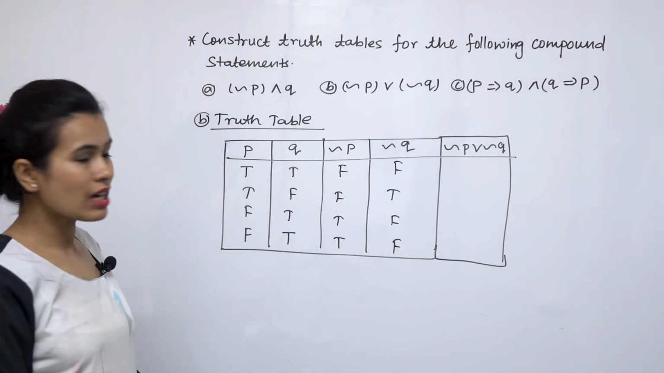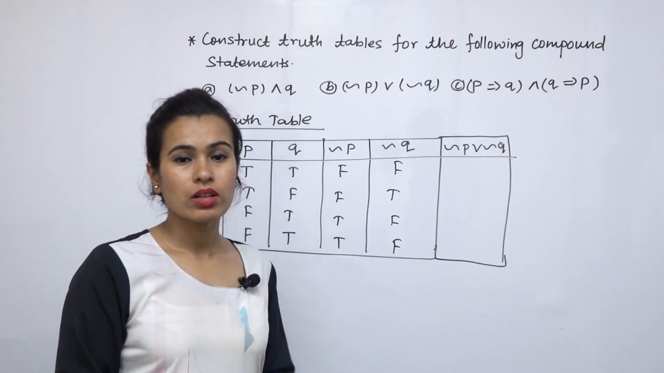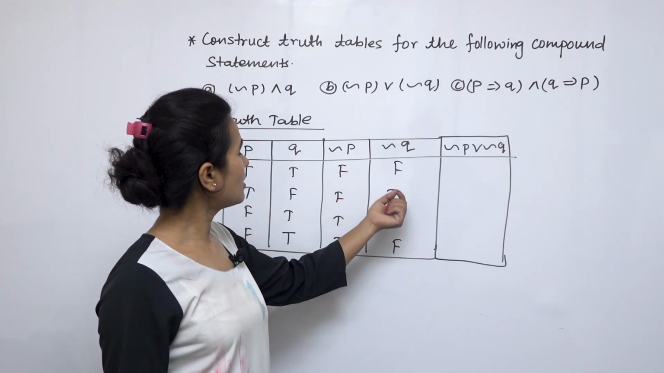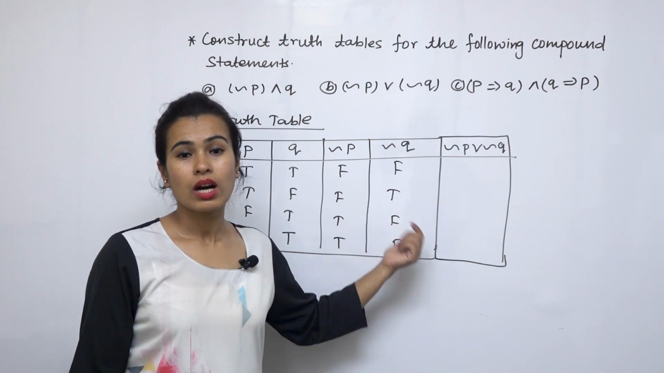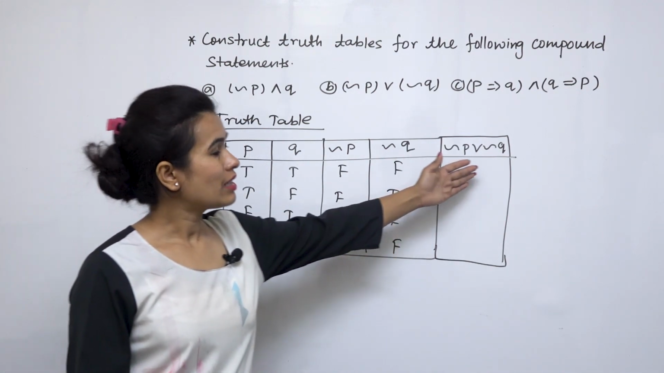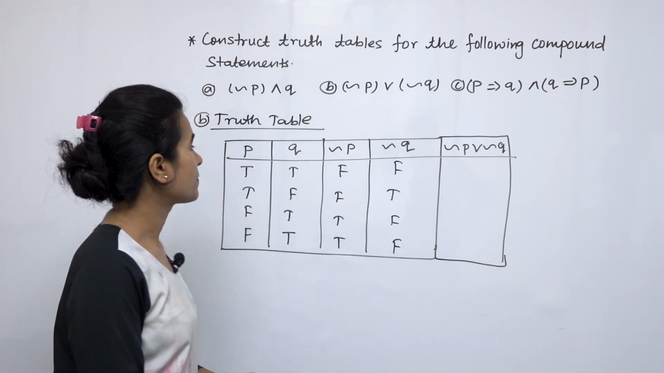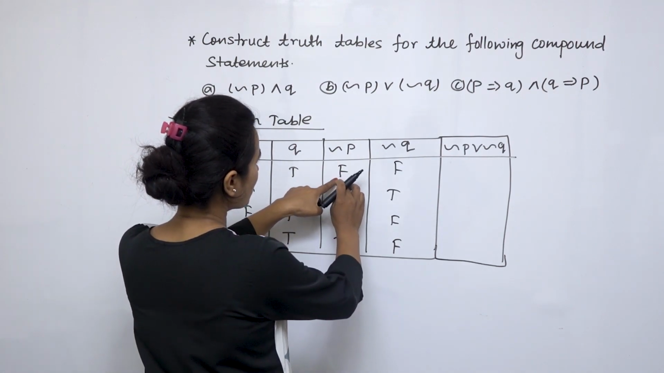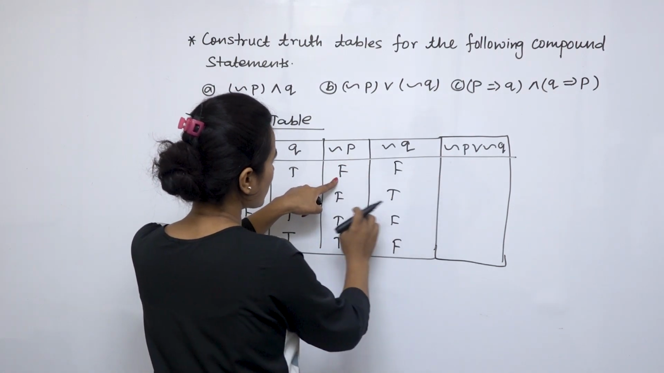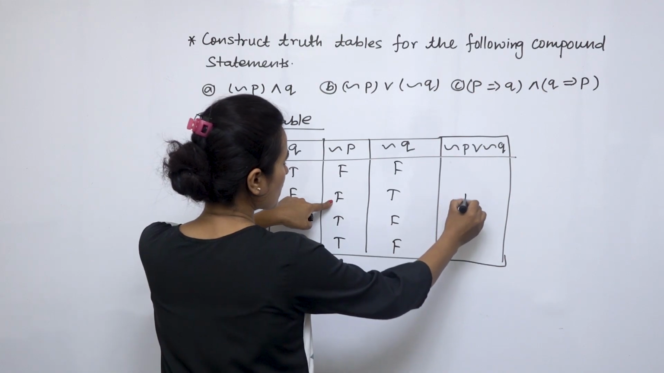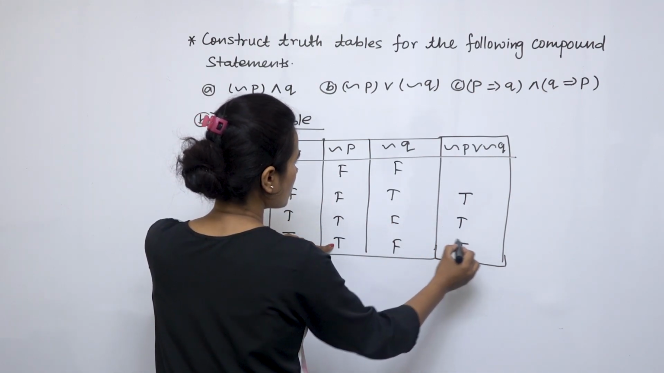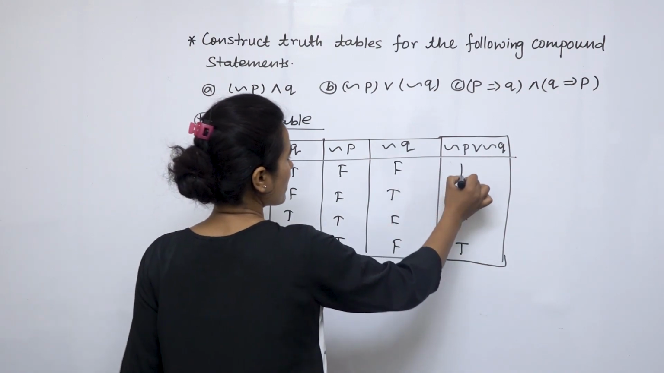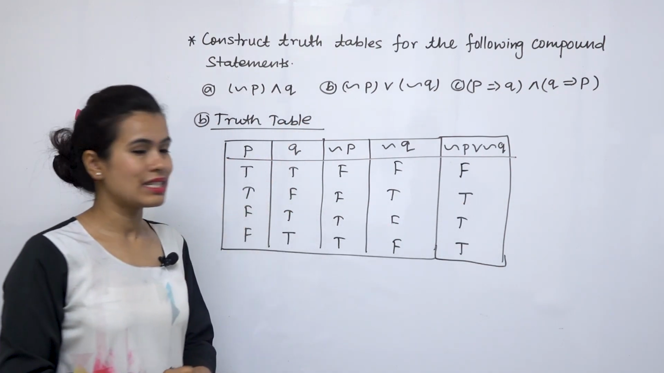Now negation P or negation Q. In or, if at least one of the hypothesis and conclusion is true, or both of them are true, then the answer is true, otherwise false. Here we need to find negation P or negation Q. If one of them is true, or both of them are true, then the result is true, otherwise false. So F, T, T, T.